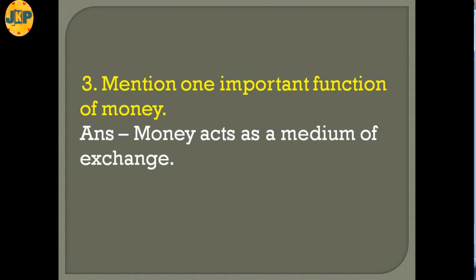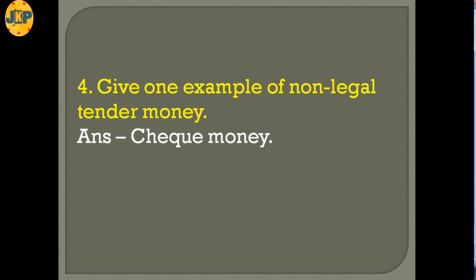So let's move toward question number 3. Mention one important function of money. The answer is, money acts as a medium of exchange. This is the most important function because money is a means of exchange. Number 4, give one example of non-legal tender money. The answer will be check money.